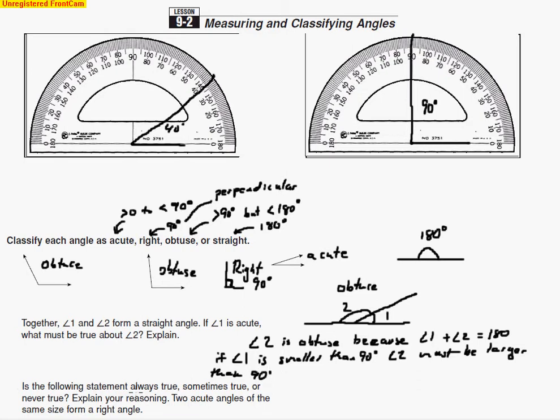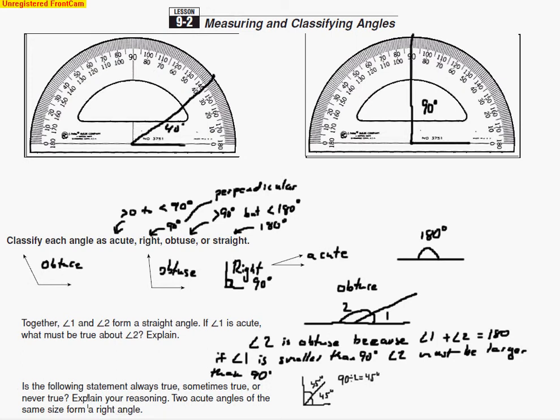Well, is the following statement always true, sometimes true, or never true? Explain your reasoning. Two acute angles of the same size form a right angle. Well, let's see here. If I draw a right angle here, a right angle is 90 degrees. For two acute angles to be the same size and form a right angle, what do you think those angles must be? I draw it out this way. See, this is an acute angle here, and this is an acute angle here, and they're exactly the same size. So what two numbers add to make 90 that are the same? If I take 90 divided by 2, I get 45 degrees. So this angle is 45 degrees, and this angle is 45 degrees. So yes, I can make two acute angles that are the same size form a right angle.